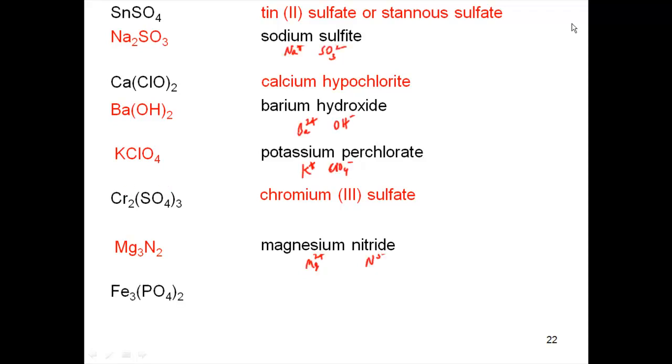Fe3(PO4)2. What type of bonding am I looking at here? Same as all the ones we've been doing. Ionic bonding, keep that in mind, because when we get to covalent bonding, you got to put prefixes. Iron is a transition metal, so I need to figure out the charge on that. So I need to know what is the charge on PO4. That I know is 3 minus.